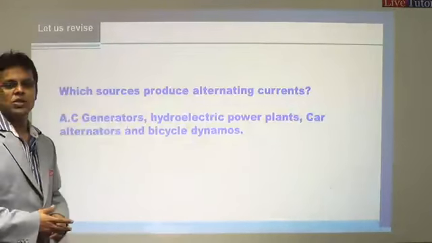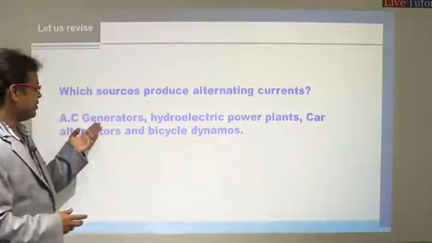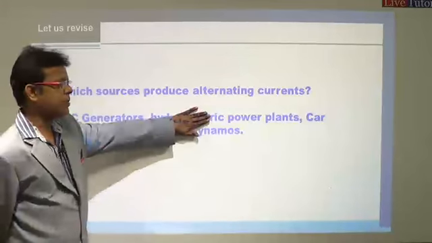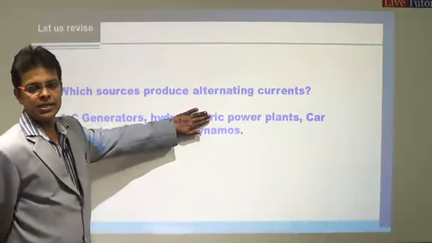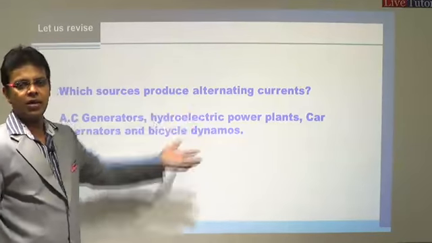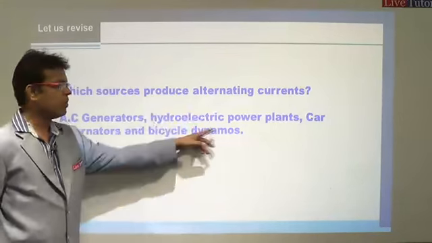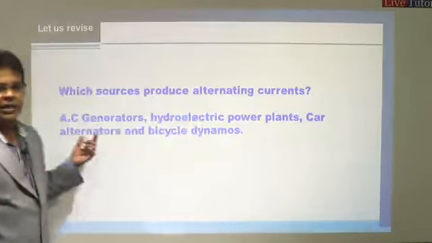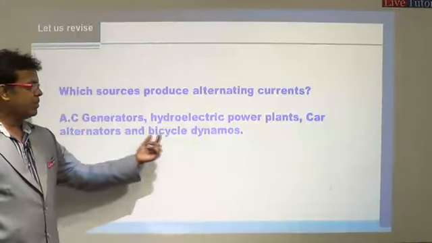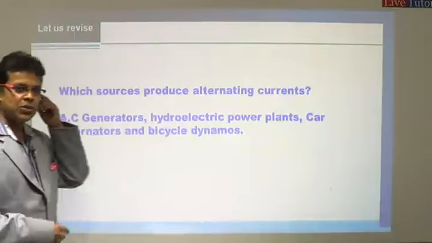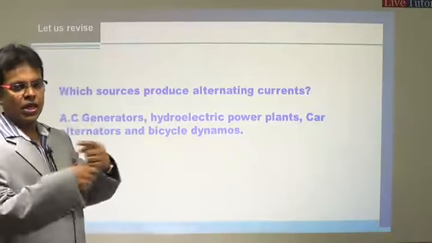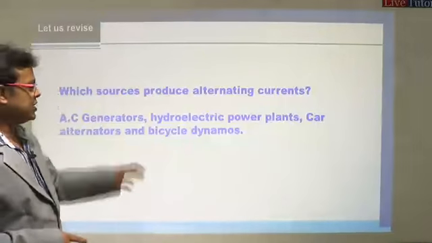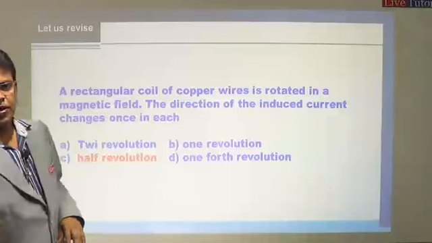And what are the sources of alternating current? First of all the AC generator, and hydroelectric power plants, hydel power plants, or simply we can say power plants. Power plants in the sense it can be hydroelectric or atomic or nuclear, it can be anything, but all the power plants are producing alternating current. So AC generators, power plants, and then car alternators, and then bicycle dynamos. The bicycle dynamo is also producing AC, because of the rotational effect between the magnetic field, the coil is rotating, it is producing the AC current. So these are the sources, right? At least 3 points you should remember.